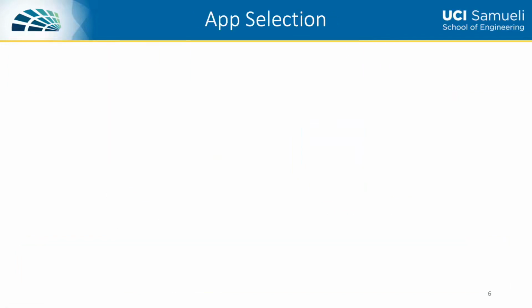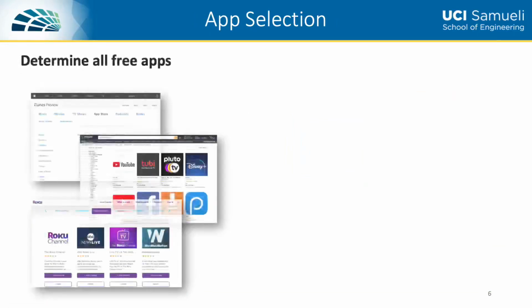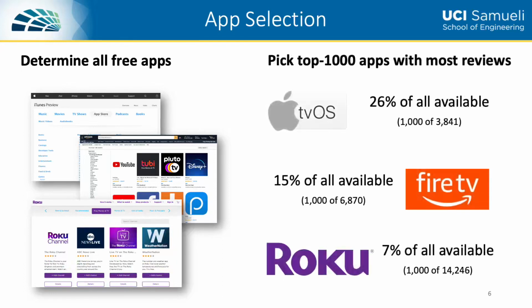To answer our research question, it is important that we study many of the most widely used smart TV apps. We therefore first crawl the web interfaces of the three platforms' app stores to determine all available free apps. For each platform, we then selected the 1,000 apps with the most reviews for inclusion in our study. Now, the assumption we make here is that apps that have the most reviews also have the largest user bases and are therefore the most important apps to test. These top thousands account for 26%, 15%, and 7% of the available free apps for Apple TV, Fire TV, and Roku, respectively.